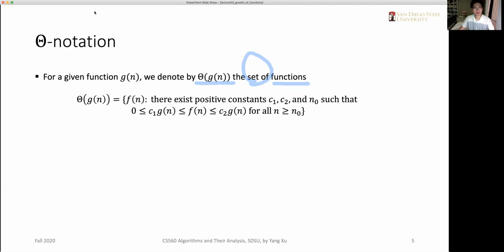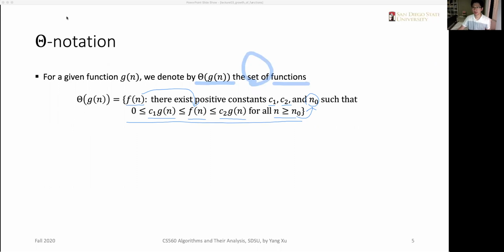For those functions in the set, we call it f of n, there exist positive constants c1, c2, and n0, such that the function f of n is greater than or equal to c1 times g of n, and smaller than or equal to c2 times g of n for all n that is greater than or equal to n0. As long as the function satisfies these conditions, it is in this set, and this set is denoted by the big theta notation.